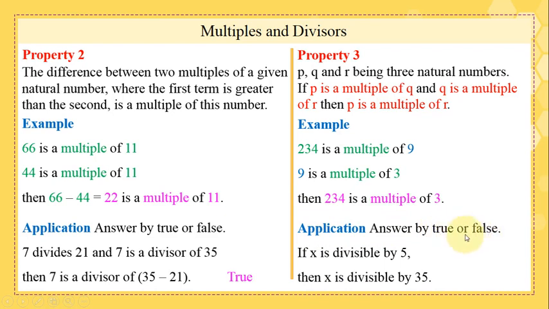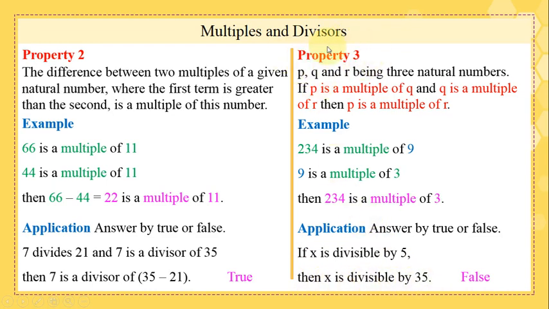Application: answer by true or false. If x is divisible by 5, then x is divisible by 35. To be able to solve this application, note that x is divisible by 5 has the same meaning as x is a multiple of 5. Please pause this video to solve this application. This statement is false because if x is divisible by 5, then x is divisible by 35. This means that if x is a multiple of 5, then x is a multiple of 35.